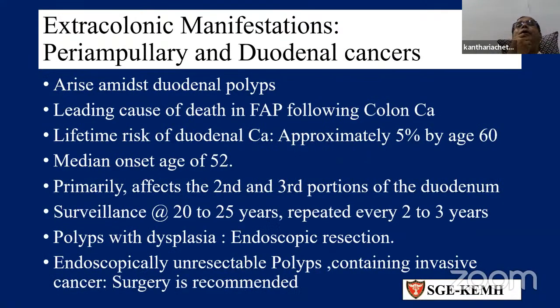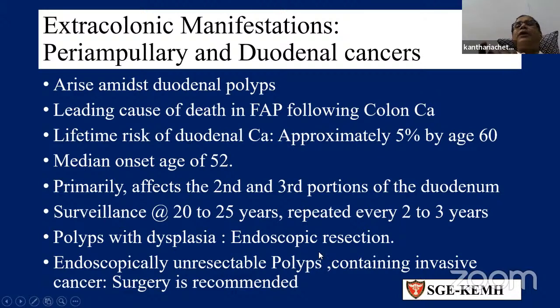Now, periampullary and duodenal carcinoma are also very common. It arises amidst the duodenal polyps, and it is one of the leading causes of death in FAP after colonic cancer. The lifetime risk of these patients developing duodenal carcinoma is approximately 5%, which occurs by the age of 60. Their median age of presentation is around 50 to 55. It primarily affects the second and third part of the duodenum, and hence surveillance should start at the age of 20 to 25 years, and endoscopy should be repeated every 2 to 3 years.